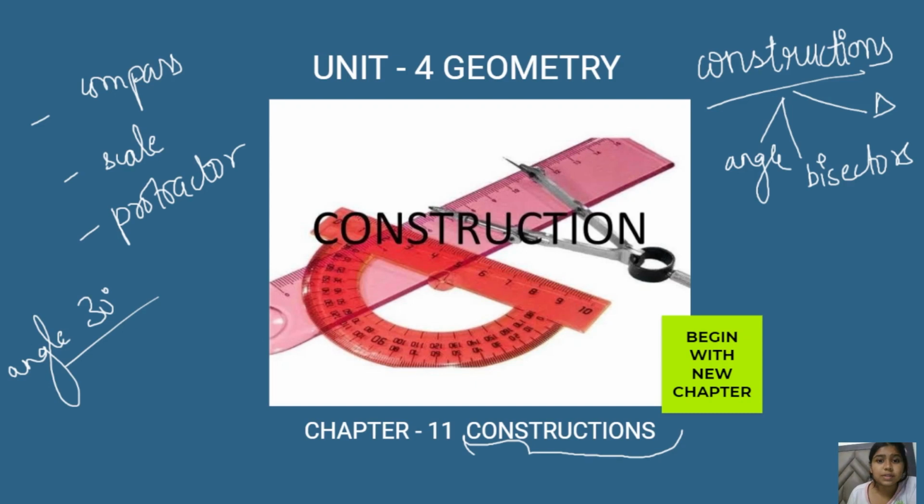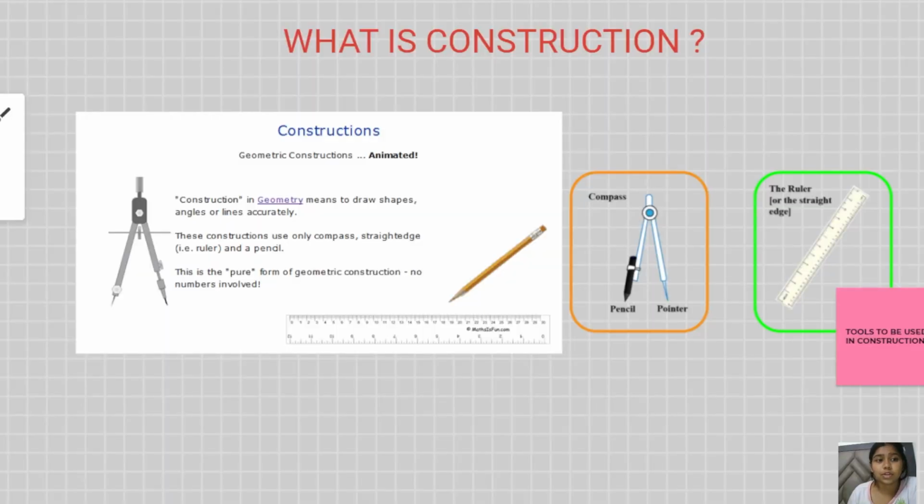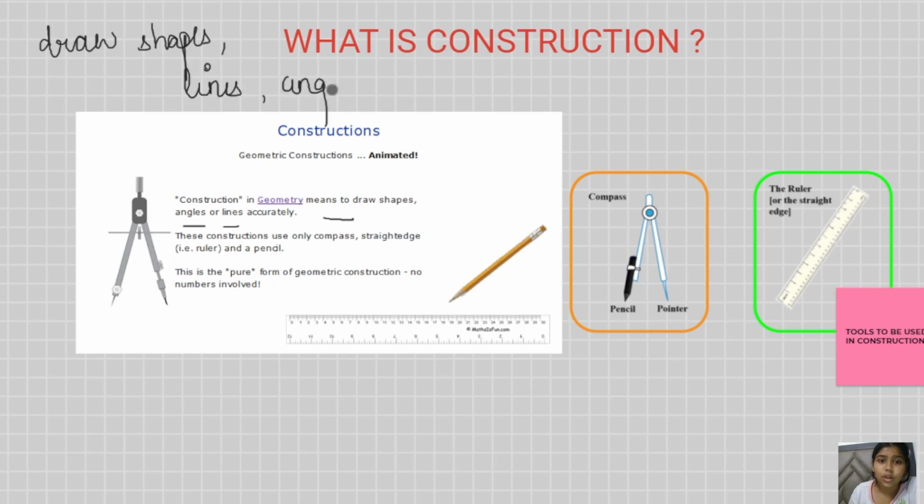So let's just see first of all what actually construction means. Basically, a construction in geometry means to draw shapes, angles or lines. It is to draw shapes, it can be lines, it can be angles. As I told you, it can be used to draw shapes like a triangle. So this is what we call a construction.